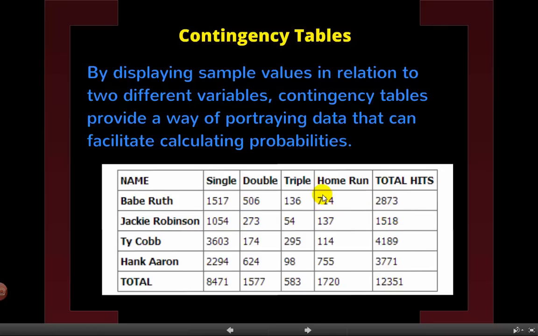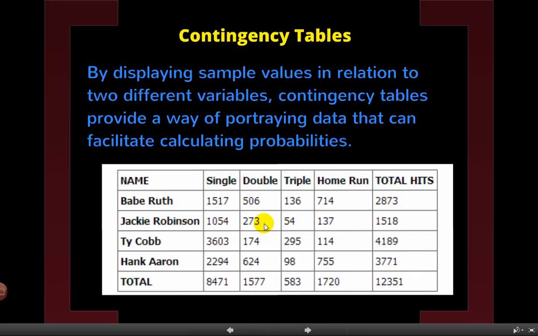But if I want to find out how many home runs were hit and what's the percent of home runs hit by these four people, I'd take the total home runs and divide by the total hits. If I wanted to know what percentage singles were of these total hits, I would find Babe Ruth's singles and divide by the total. So depending on what we're looking at, we divide by different things.